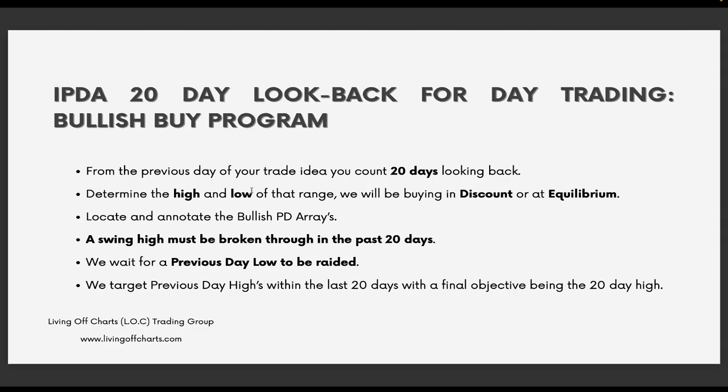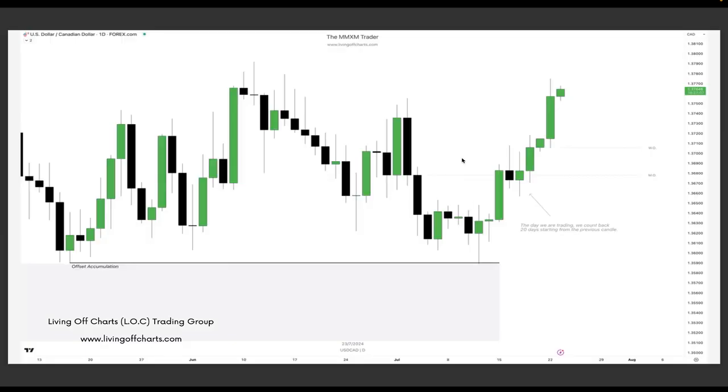From the previous day of your trade idea, you count back 20 days looking back. Determine the high and low of that 20-day range. We'll be buying in discount or at equilibrium. Locate and annotate the bullish PD arrays in discount. A swing high must be broken through in the past 20 days. We wait for a previous day low to be raided, and then once that previous day low is raided, we target previous day highs within that last 20 days as a draw on liquidity, and a final objective being the 20-day high.